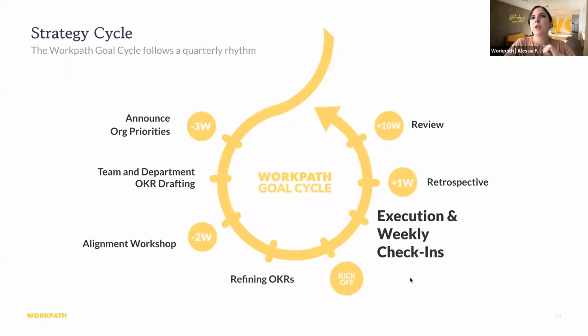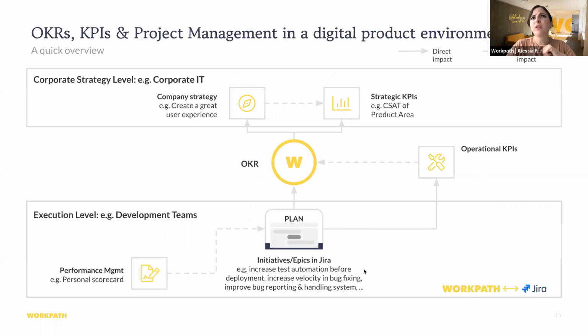So let's zoom a bit more into the execution and weekly check-ins that we do. Just zooming into the levels that we usually operate in. Basically we have a company strategy, we have some strategic KPIs that we want to impact, and then we have whatever we do on the Scrum or Kanban level, or any other agile project management. And usually there is a gap between those two.